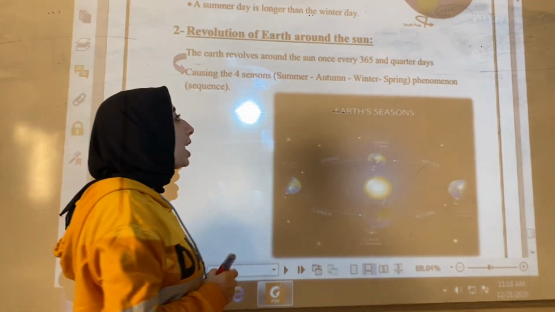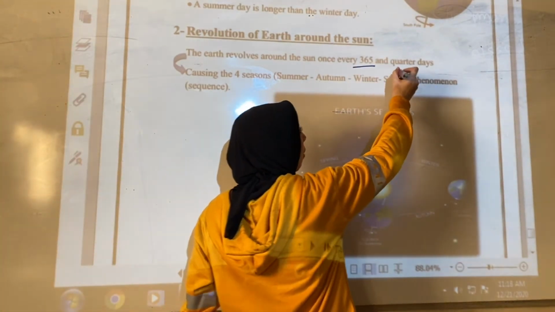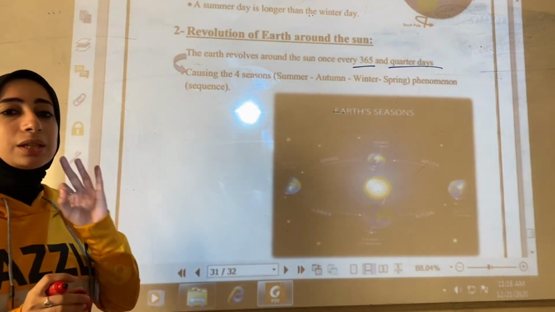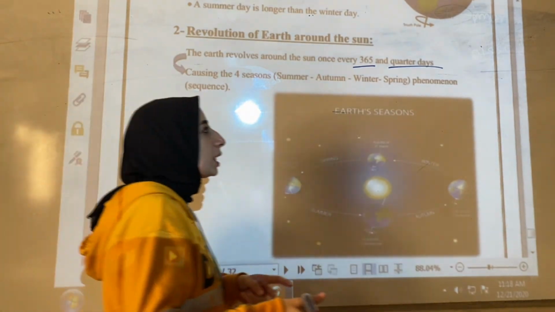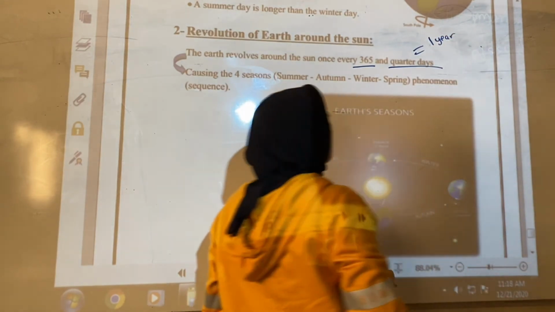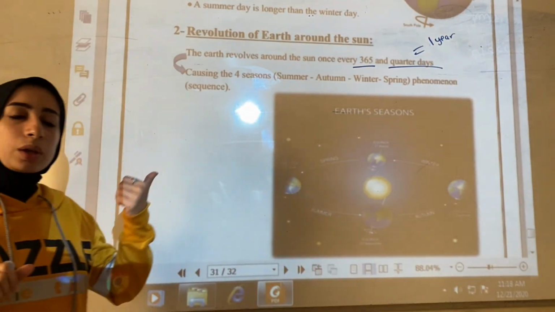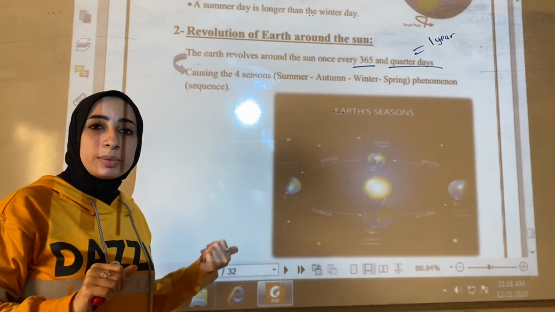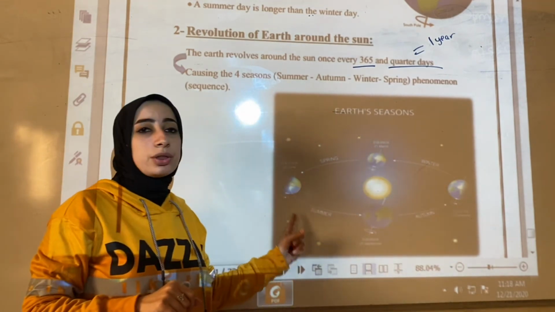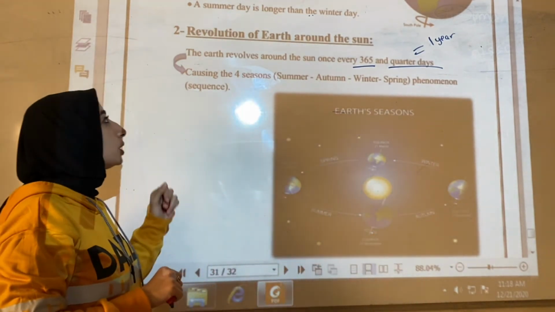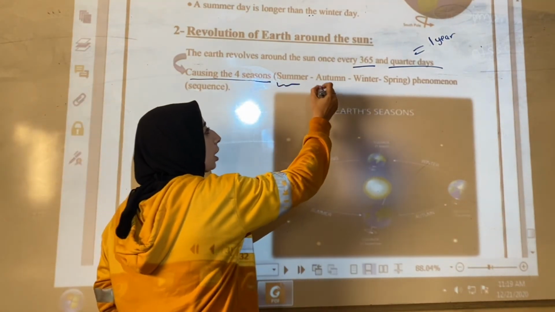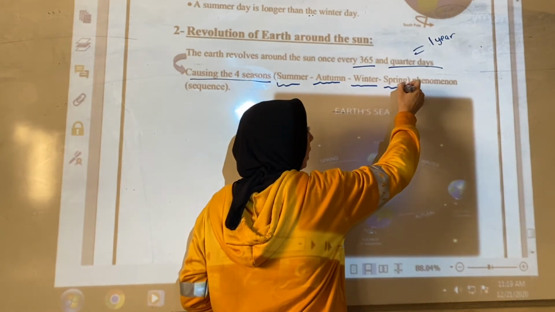The Earth takes 365 days. Okay? The Earth takes 365 days. Approximately 1 year, almost 1 year. Okay? So, like we took in the rotation, it causes a phenomenon day and night. What about the phenomenon caused by revolution of Earth around the Sun? It causes the 4 seasons phenomenon. For example, like summer, autumn, winter, and spring.